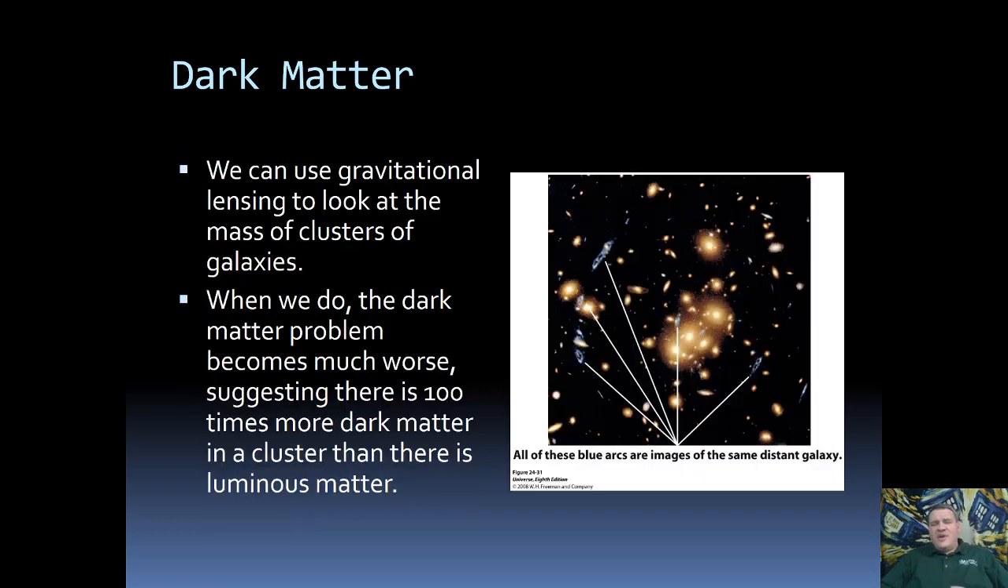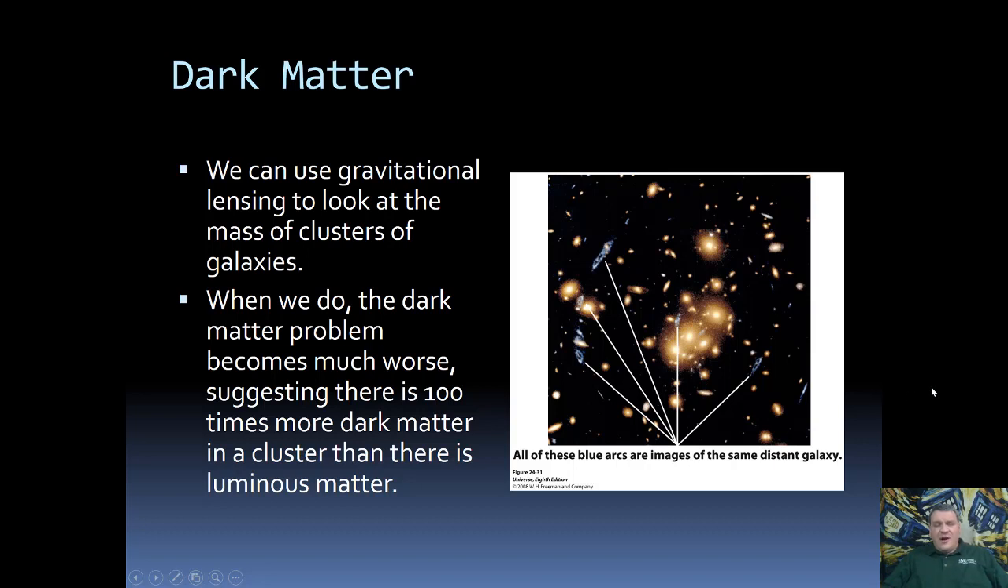Well, we can actually do a similar thing to figure out the amount of mass of an entire galaxy cluster. So not just a single galaxy, but a whole bunch of galaxies together. So these bluish streaks that we see throughout this image, these are actually a more distant galaxy whose light has been bent through this galaxy cluster. Well, we can do the same idea. We see how the light has been bent, and that tells us the amount of mass in the galaxy cluster.